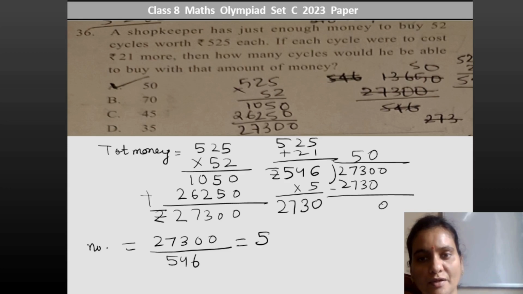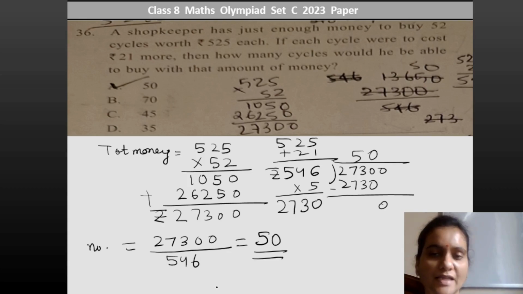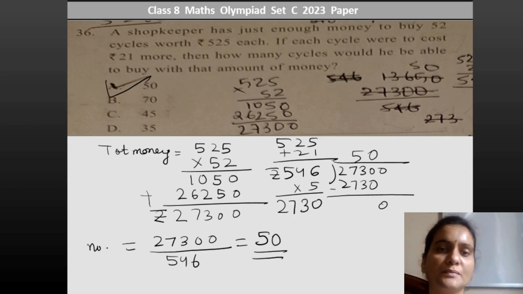So the total number of cycles that he can buy will definitely be less, because the money that he has is the same, but the cost of each cycle increases. So now he is able to buy 50 cycles instead of 52. So option A, which has already been ticked for question number 36, is the correct answer.